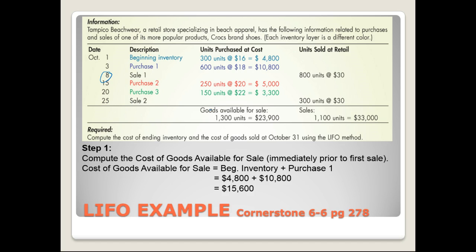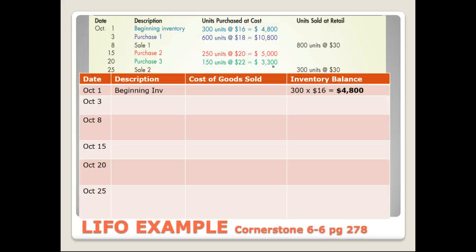So since nothing has been sold yet, they still started with 300 units at $16 and on October 3rd added 600 units at $18 a piece. So they still are both starting as of the moment before the October 8th sale. Both methods give us $15,600 in the cost of goods available for sale. So we'll just put that right here.